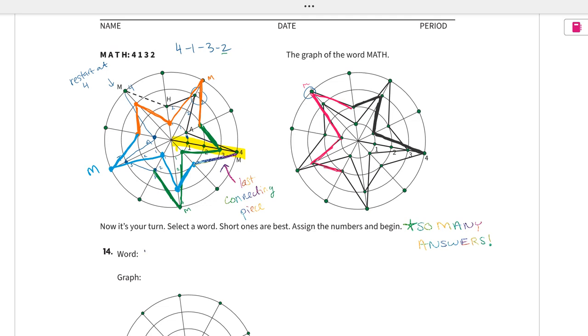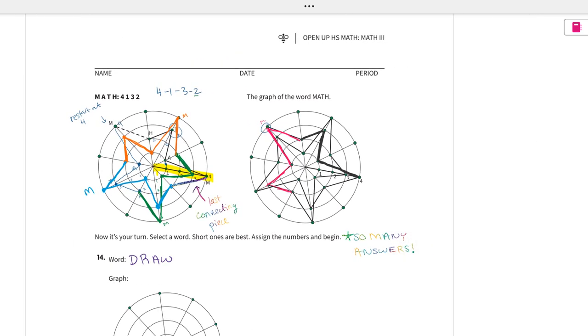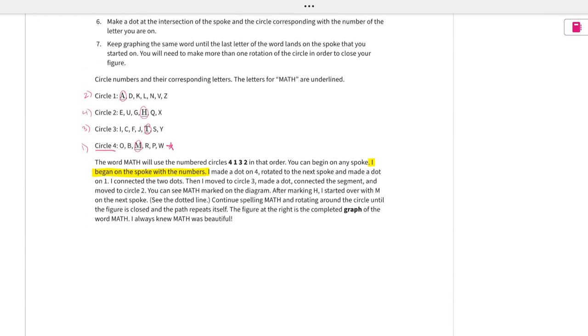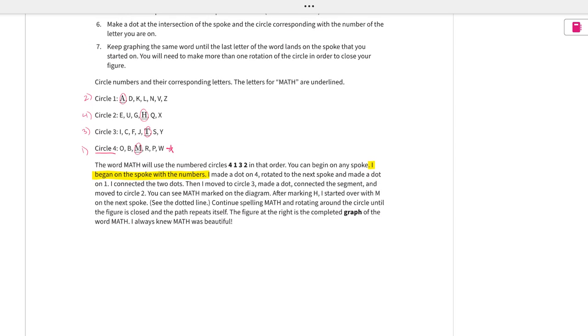Let's do the word D-R-A-W. It's a 4-letter word. We're drawing, so why not? That's the first one that came to my mind. So let's look up and find our D. So our D is on circle 1. So there's our D. Our R is circle 4. So R is 4. Our A is circle 1. And our W, where's our W? It is circle 4.